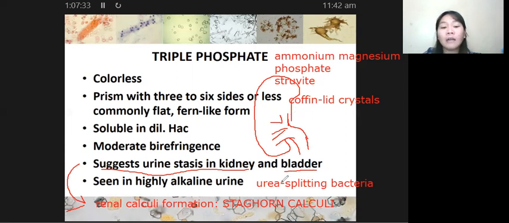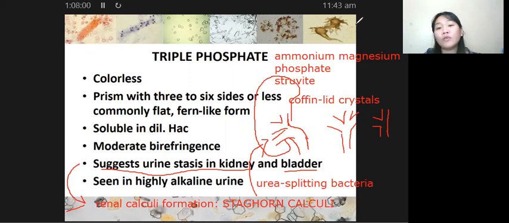Okay? So saan na-form ang Staghorn calculi? Doon sa mga calyces natin. Kaya nga siya tinawag na Staghorn kasi mukha talaga siyang horn. Okay? So pwedeng ganyan ang itsura niya. Basta mukha po siyang horn. Okay, so kung ano yung itsura nung calyx or calyces rather, kung saan siya na-form, ganun din ang itsura niya. Thus, the term Staghorn calculi. Okay, mukha po siyang horn.